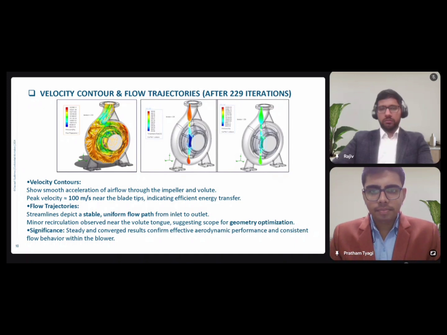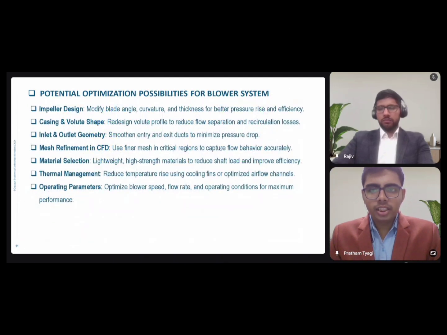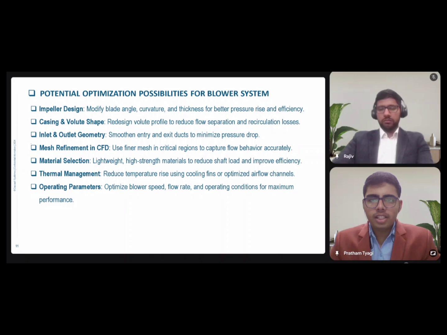Next up, we have the potential optimization possibilities that arise after this analysis for our blower system. First one is the impeller design. We can definitely modify blade angle, curvature, and the thickness of a blower system for better pressure rise and efficiency. We can also change the casing and volute shape and make it more uniform for more efficiency in our workflow. For the inlet and outlet geometry, we can smoothen entry and exit ducts to minimize pressure drop. We can do mesh refinements.